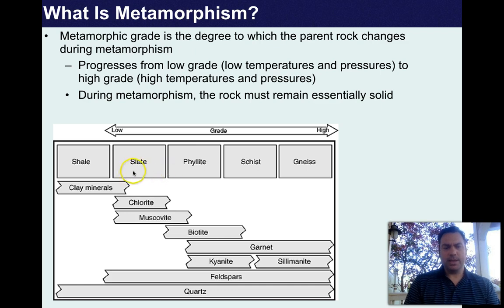So slate is very famous because it's used in chalkboards and makes that nice surface. Phyllite gets a little more flaky as you're going forward. And you start seeing things like garnet, a mineral called kyanite, which I've not mentioned yet, but feldspars and quartz will continue to persist all the way up into the highest grade until you literally melt the rock.